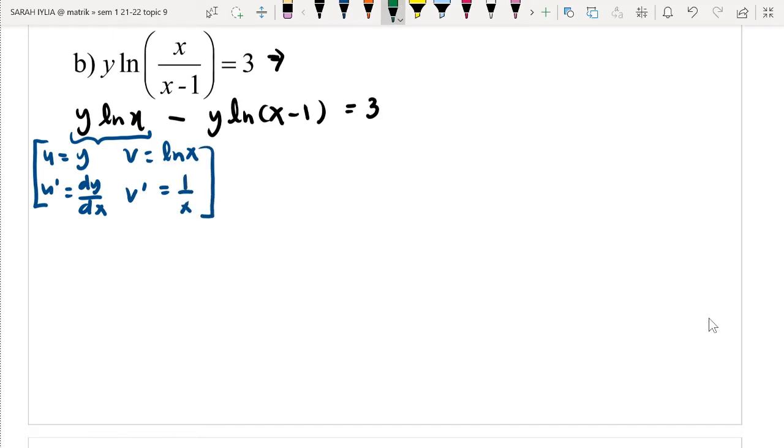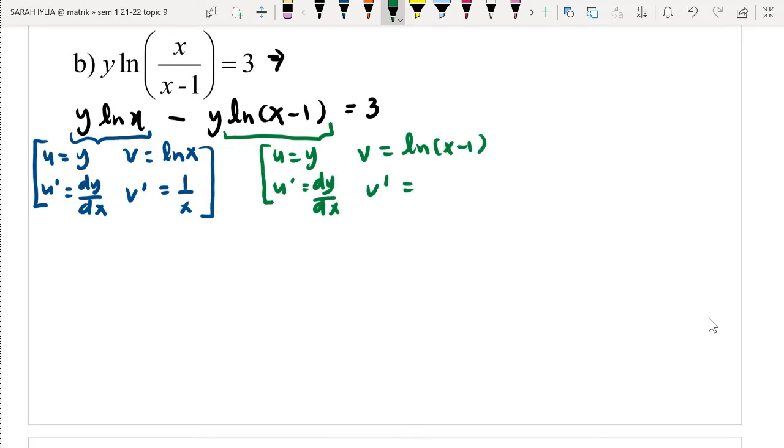Moving on, second term, y times ln of x minus 1. Once again, we have to perform the product rule. So u, as before, doesn't change, still y. So u prime would be dy dx. And then now, v would be ln of x minus 1, so v prime should be 1 over x minus 1. Okay, settled one by one. Now, straight away, we can differentiate term by term using the product rule.